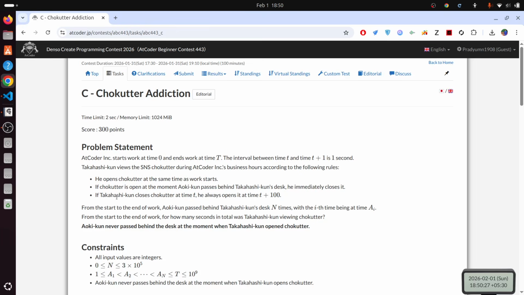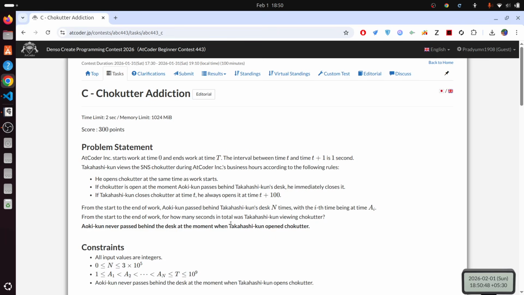From the start to the end of the work, Aoki-kun passed behind Takahashi-kun's desk n times, with the ith time being at time ai. From the start to the end of the work, for how many seconds in total was Takahashi-kun viewing the chalk-adder? Aoki-kun never passed behind the desk at the moment when Takahashi-kun opened the chalk-adder.